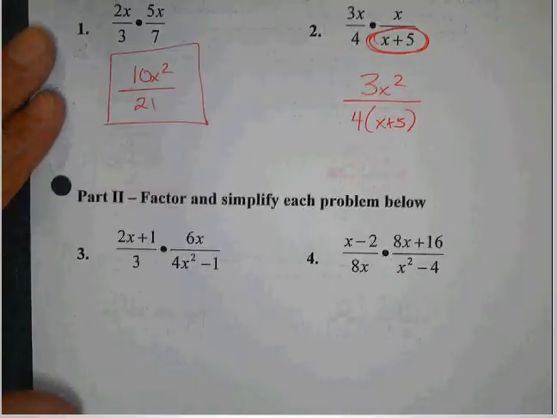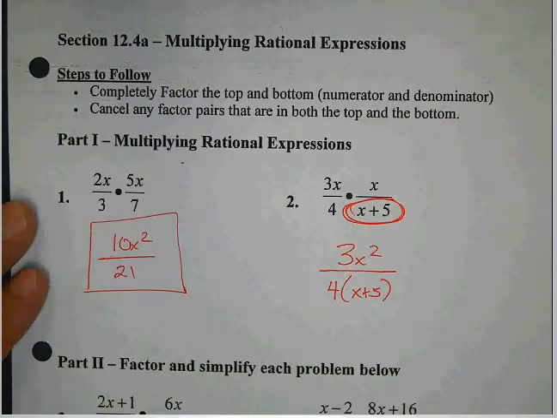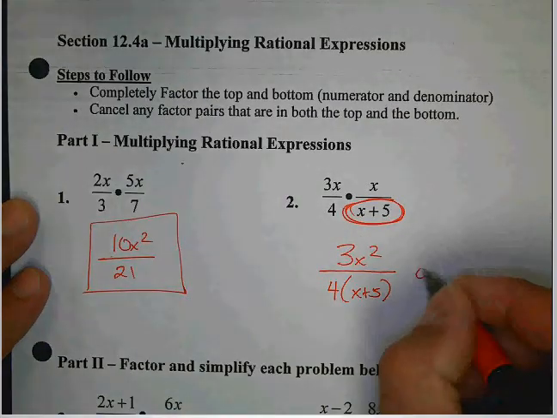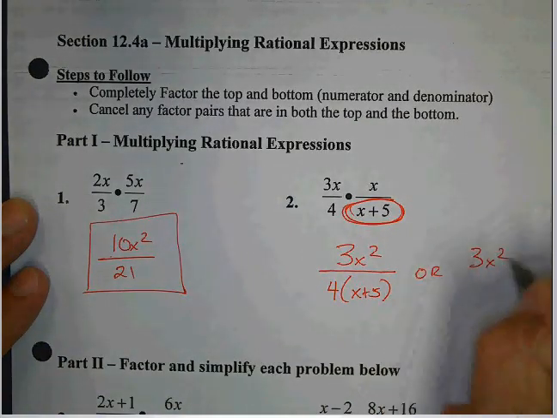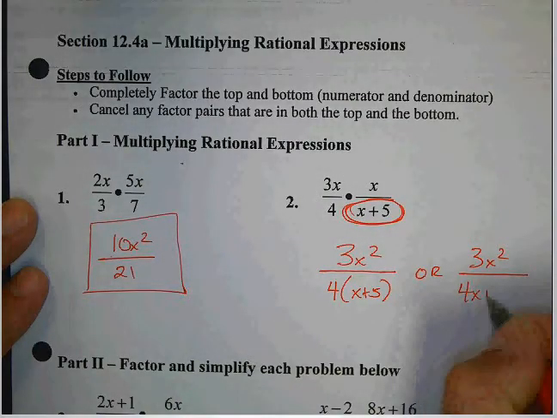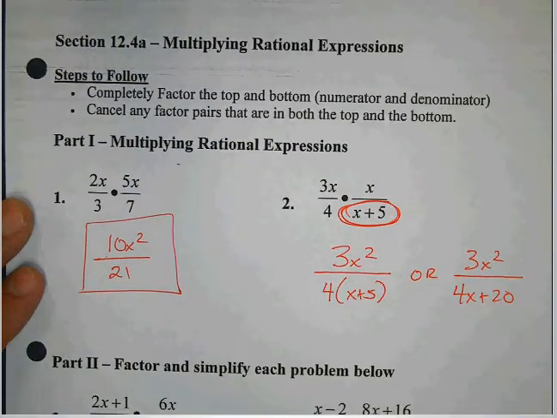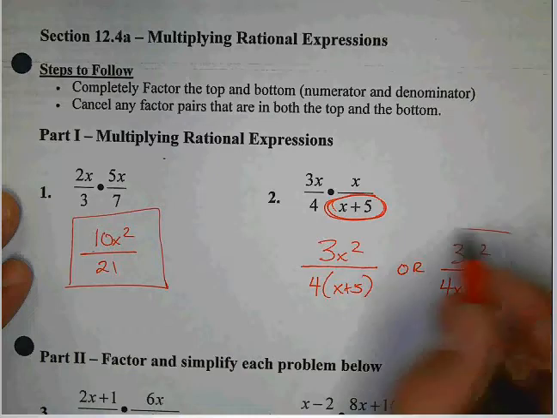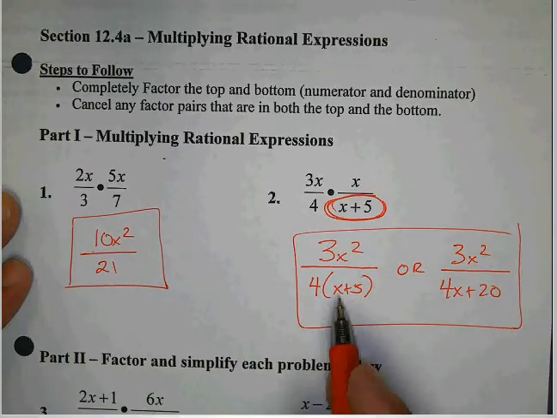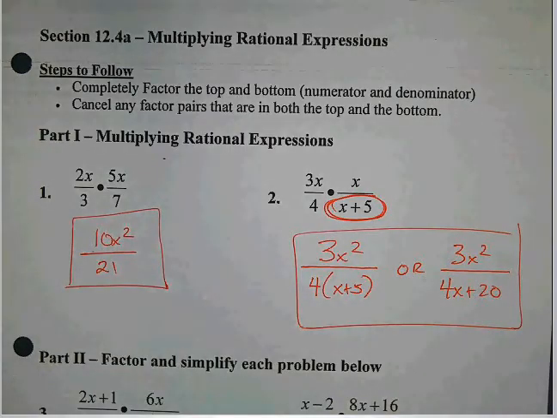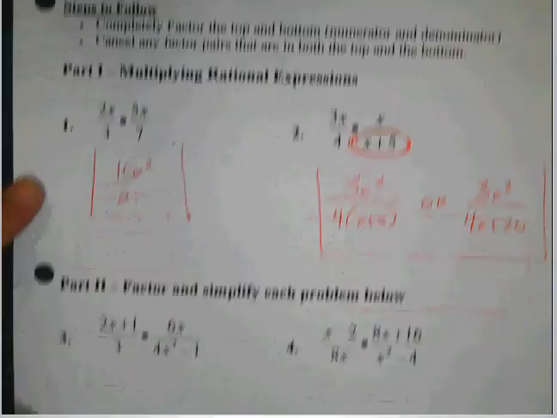So let's look down here. I guess I can put 3x squared over 4x plus 20. They're both correct. I would typically leave it, Josh, like the first one, because it's nice to have them already in factored form, which lets you cancel. All right, so let's look down here at part 2.